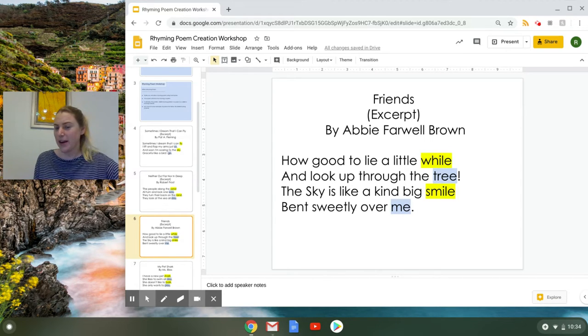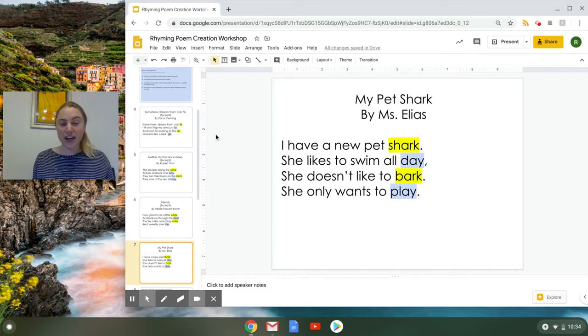So the two rhyming pairs here in yellow, we have while and smile. And in blue, we have tree and me. And here, this was my try. I decided to try to write my own rhyming poem using the ABAB rhyming scheme. I had a lot of fun. I gave it a try. Here's what I came up with.